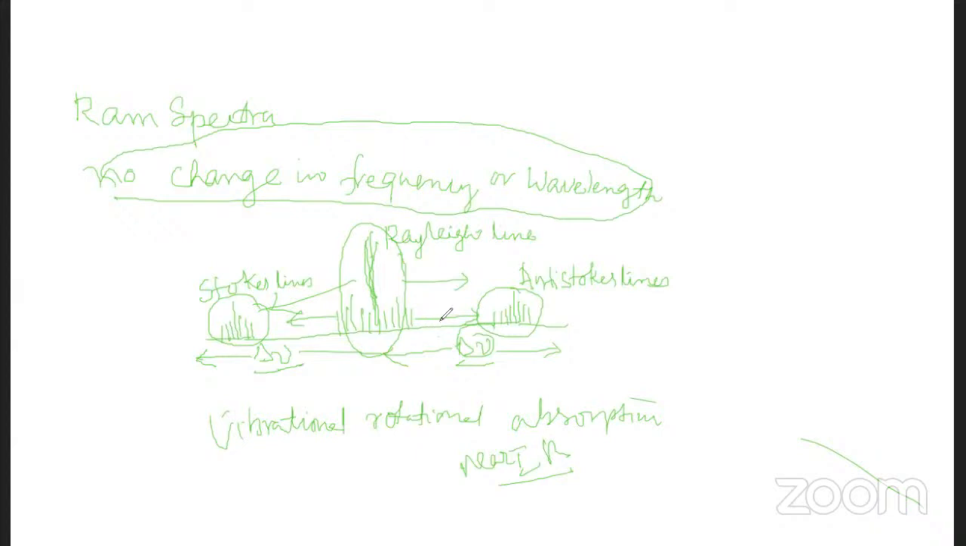There are two important characteristics we have seen in the case of the Raman spectrum, under low resolution and under high resolution. The first, under low resolution, is that there is one Stokes Raman line and one anti-Stokes Raman line, each having the same wave number displacement of delta nu.